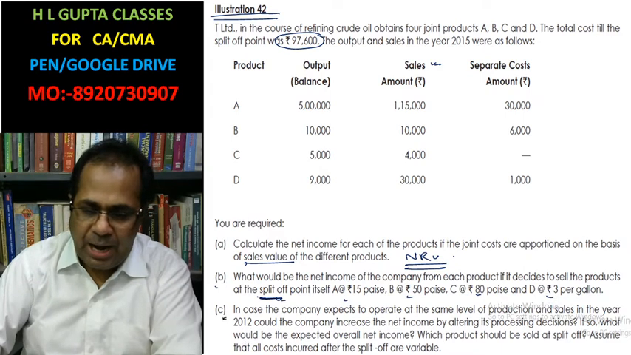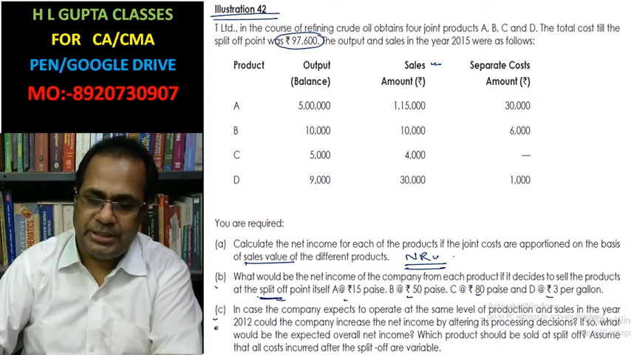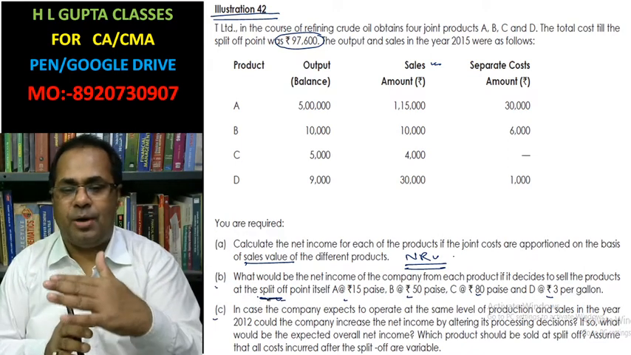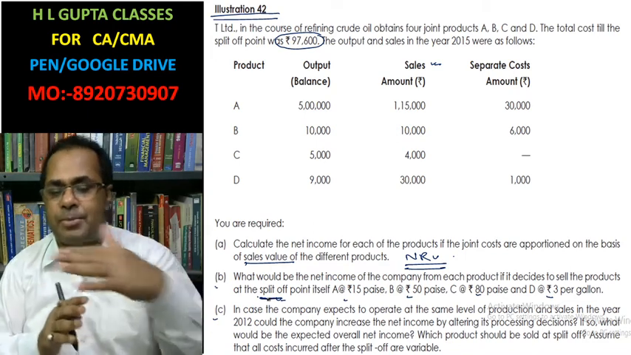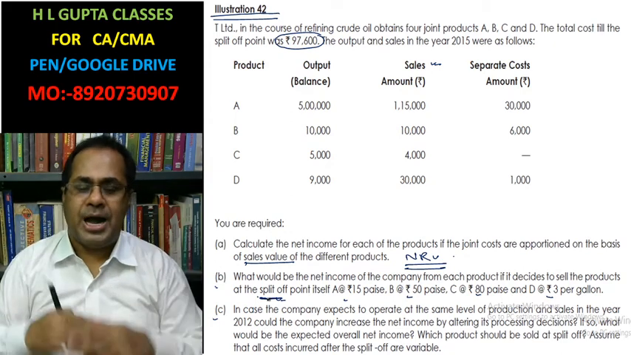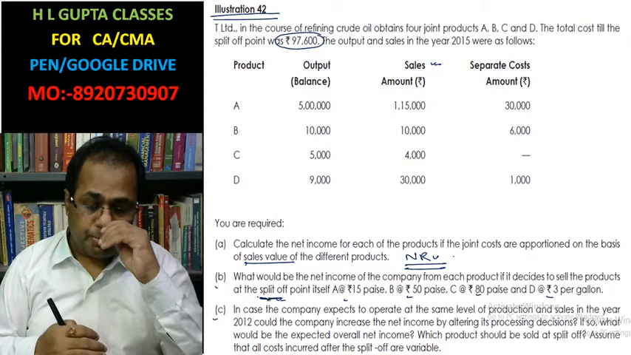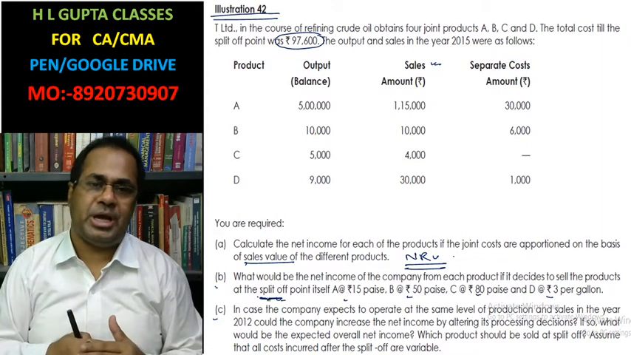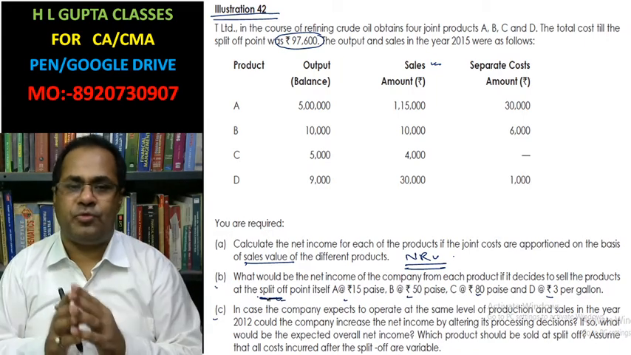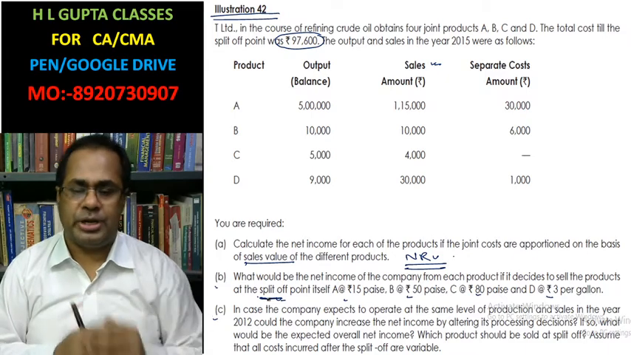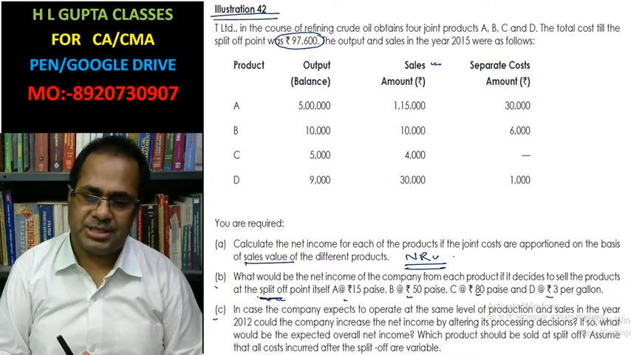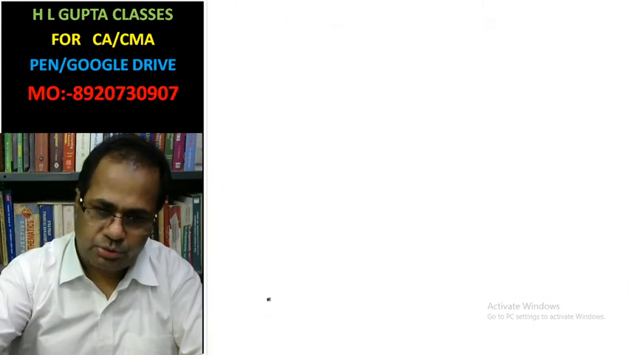And in part C you have to compare the profit of which product is better, sold at the splitter point or sold after further processing. You have to compare, recommend the higher profit, and say which product should be further processed and which should be sold at the splitter point. You also have to find the overall profit as per your recommendation. Exactly the same type of question we did in the last illustration, number 41. We are going to do this question.